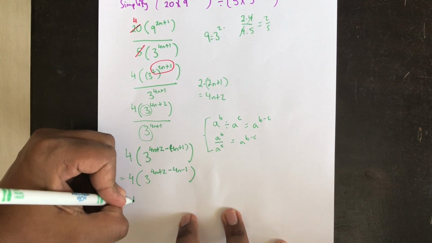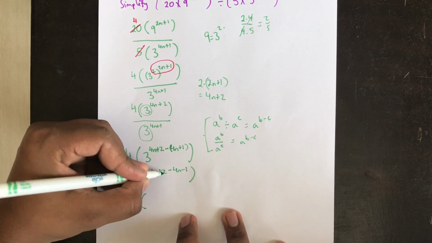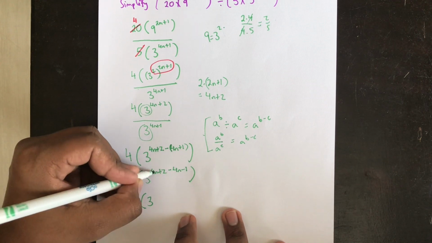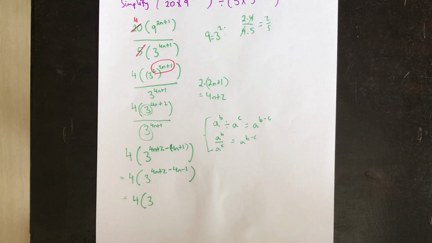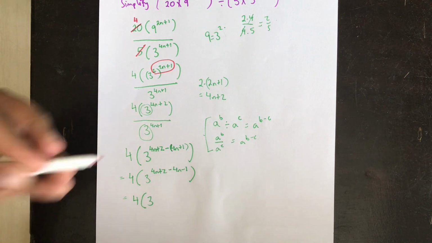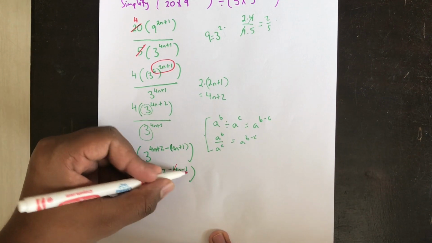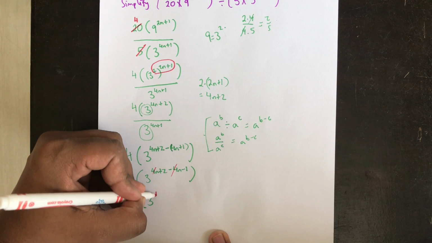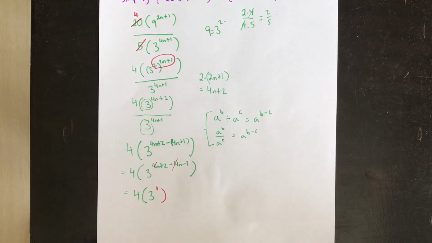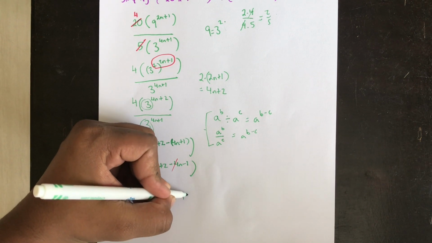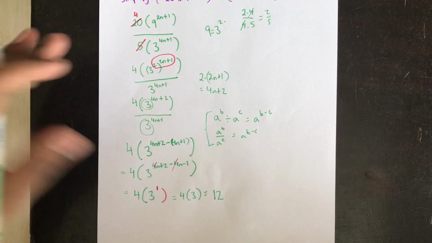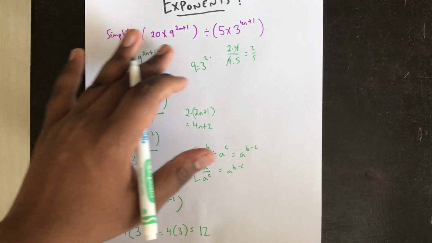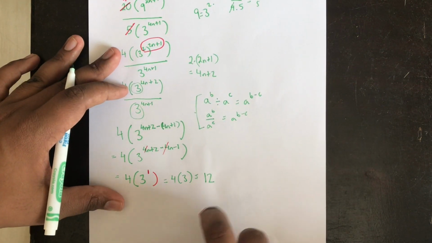So this is 4 into 3 power 4n minus 4n, they'll cancel out, and then you'll have 2 minus 1, which is 1. So that becomes 4 times 3 power 1. 4 times 3 power 1 is the same as 4 into 3, which is equal to 12. Therefore, your answer for simplifying this long thing is equal to 12.